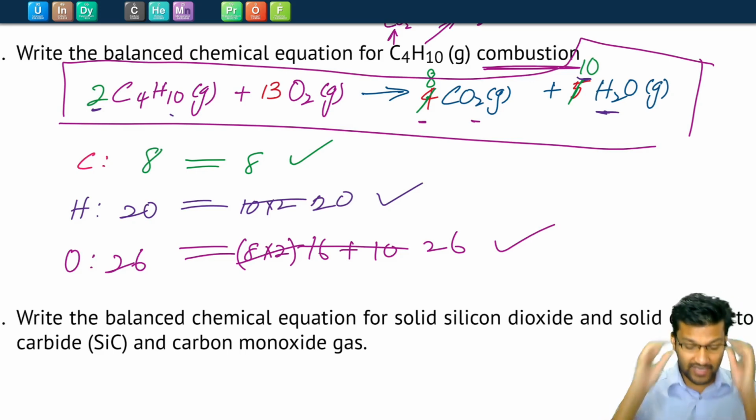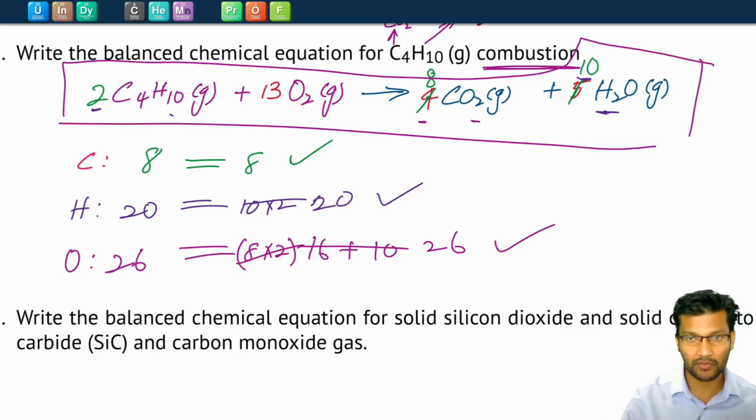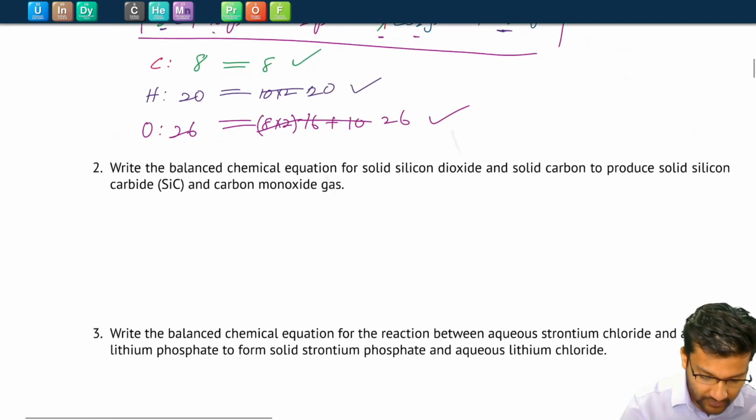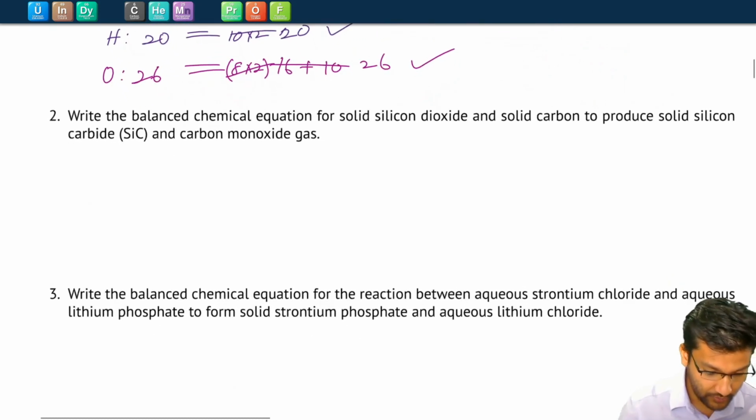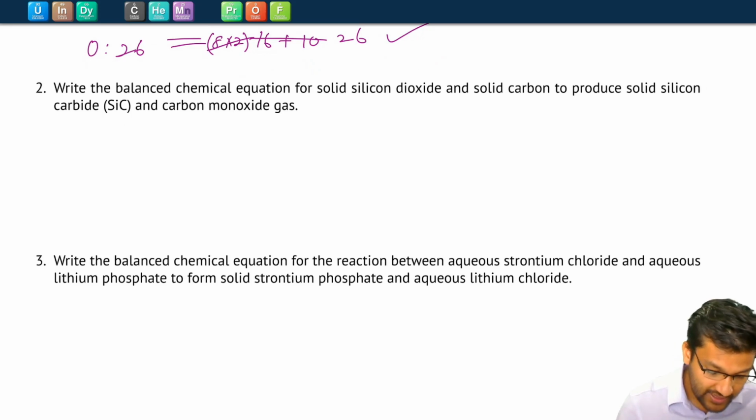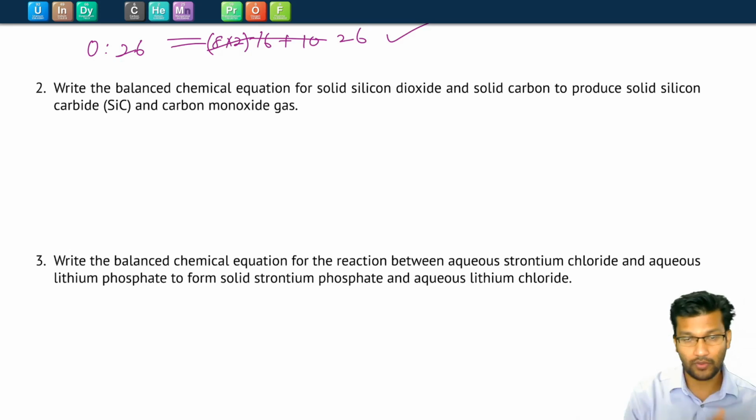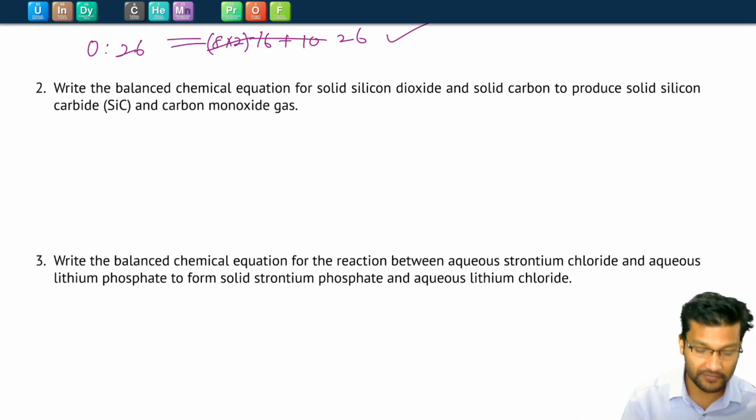That was the guess and check method, where you just choose an element one at a time and play with the numbers on the left or right-hand side until they match. Let's look at number 2, and we're going to use a slightly different method for that. Number 2 says, write the balanced chemical equation for solid silicon dioxide and solid carbon to produce solid silicon carbide and carbon monoxide gas.